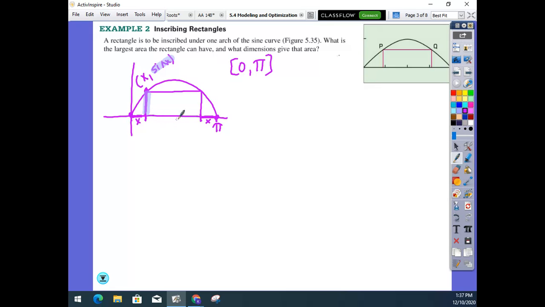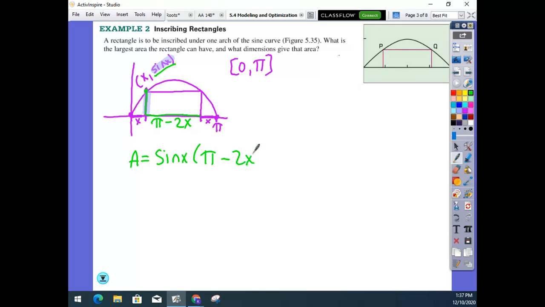So if the whole length across is pi, this length of my rectangle is pi minus 2x. So the height is where this hits the curve. That's why I'm using my y value of the sine curve. So my area is my length times my width, which equals all that.